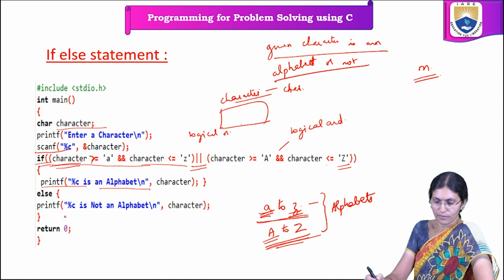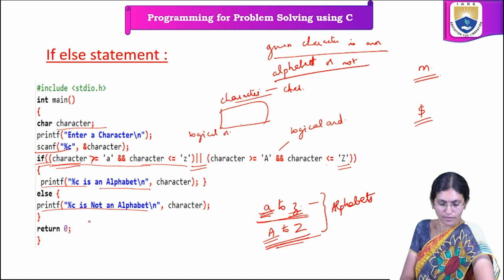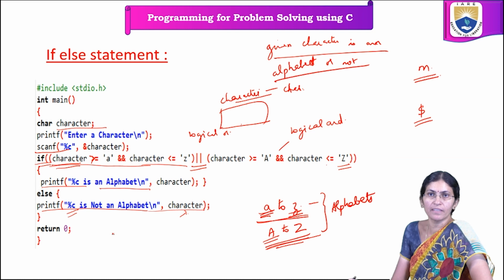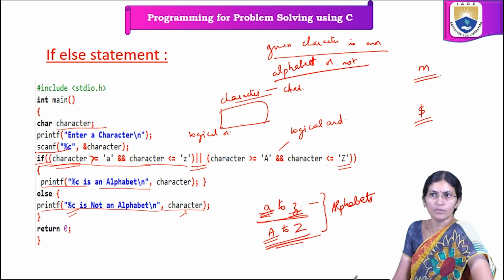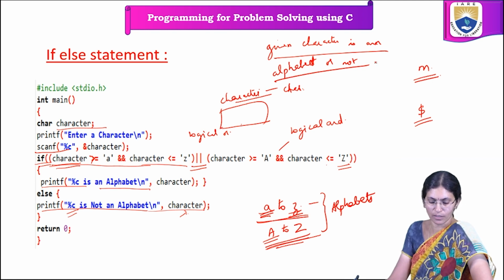So else, if the user is entering any other symbol, this is also a character, then also there is a need to print some message. So this is there in the else block: the given character %c is not an alphabet. Here %c refers to the character. So in this way we can write a program to illustrate the use of if-else statement to check whether the given character is an alphabet or not.